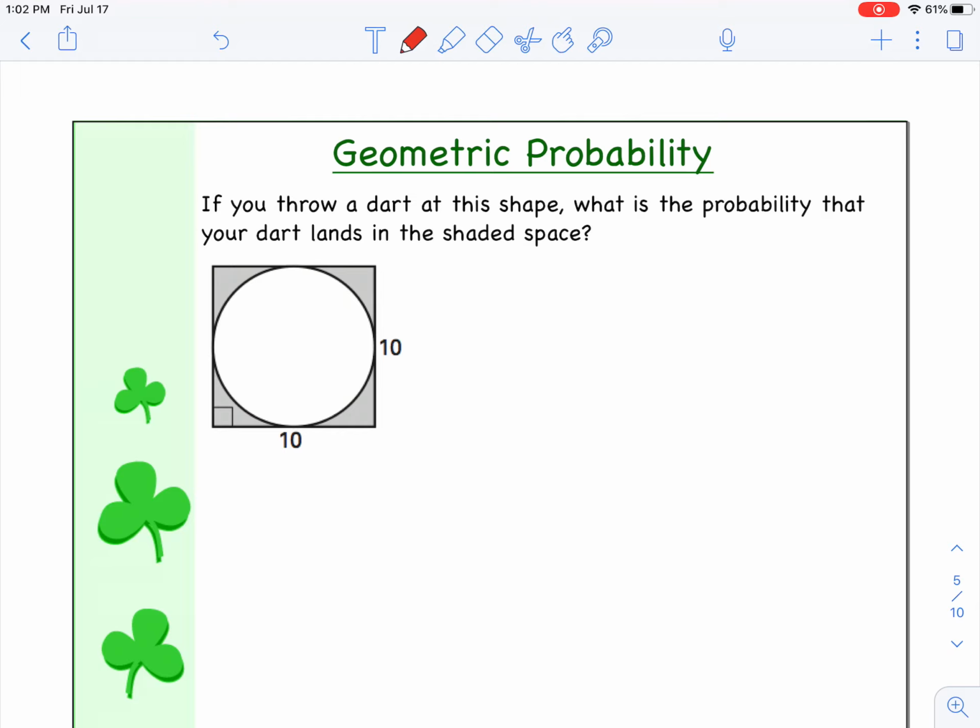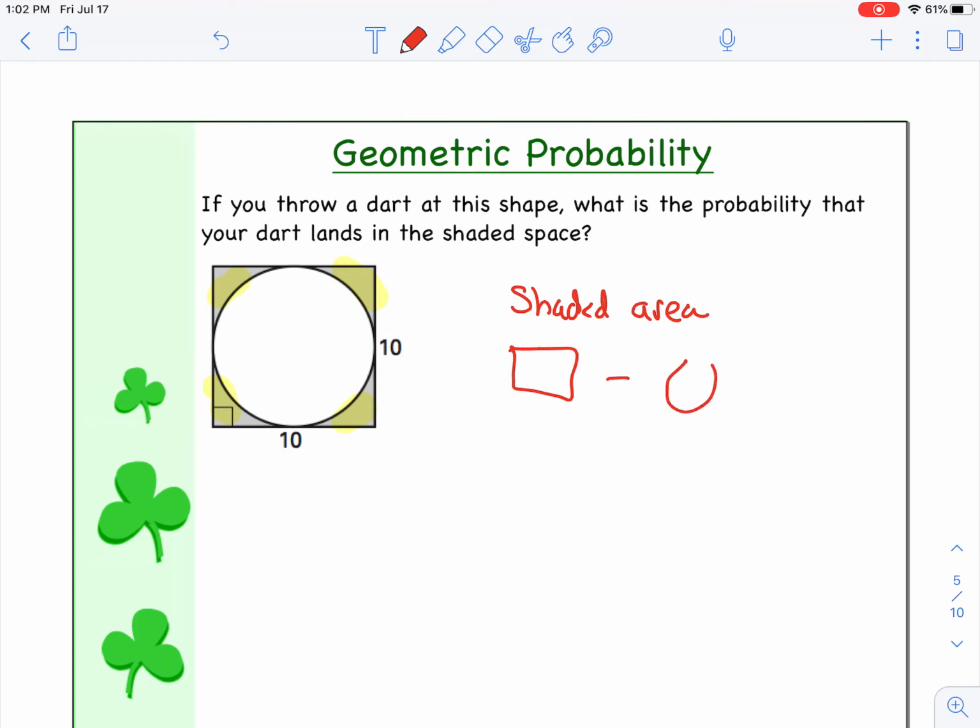If you throw a dart at this shape, what is the probability that your dart lands in the shaded space? So how are you going to find that? Why don't you see if you can set it up and then turn the video back on and see if you did it correctly.